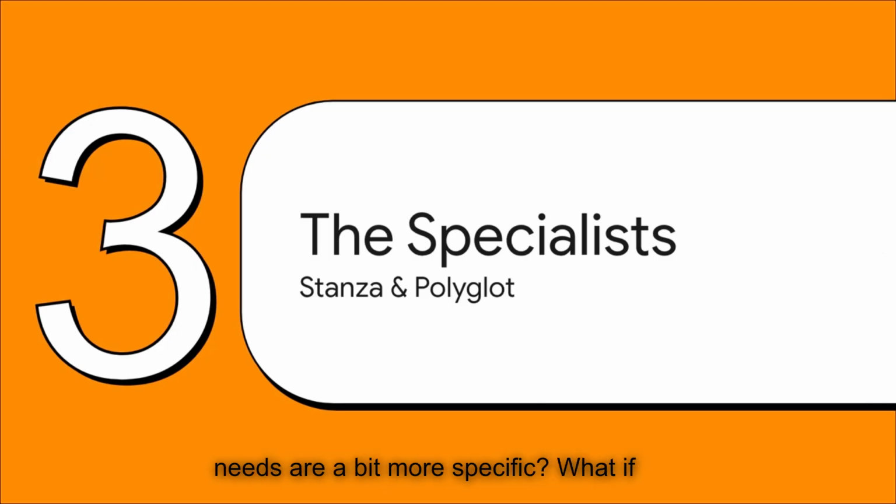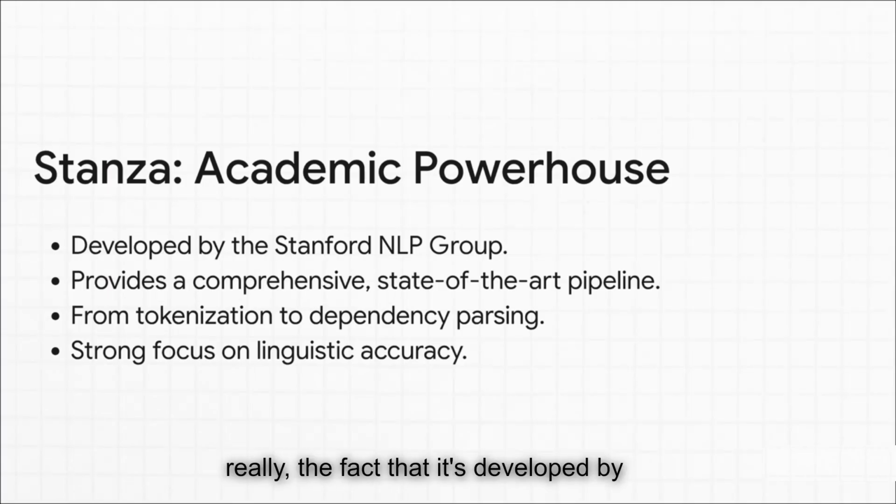But what if your needs are a bit more specific? What if you need research-grade precision, or maybe you're working with a language that most of the big tools just ignore? Well, that's where our specialists come in, Stanza and Polyglot. First up, Stanza. And really, the fact that it's developed by the Stanford NLP group tells you almost everything you need to know. This tool is all about state-of-the-art accuracy. It gives you an incredibly detailed analysis of text, from the basics all the way up to complex dependency parsing, which is like a super-powered version of chunking that maps out the entire grammatical blueprint of a sentence. When precision is everything, this is your tool.